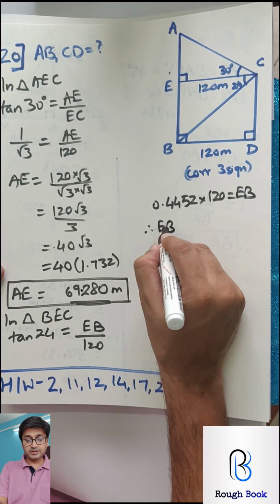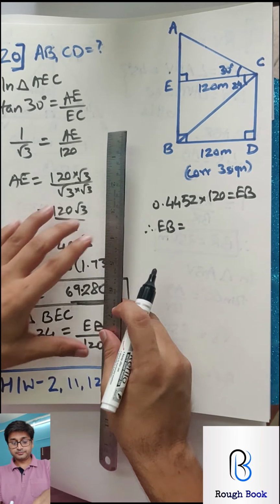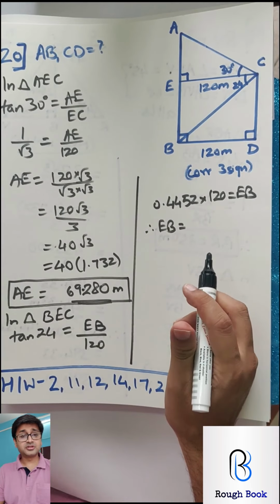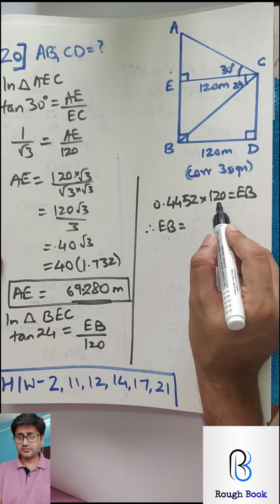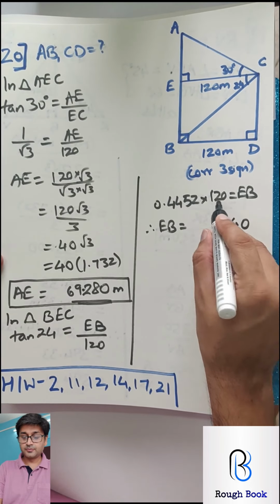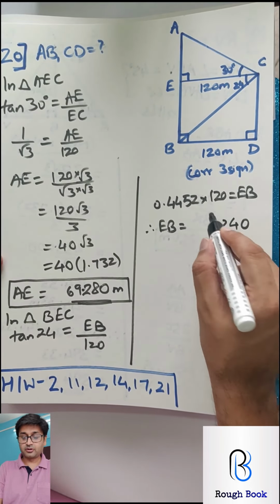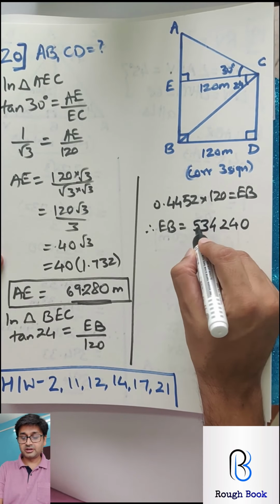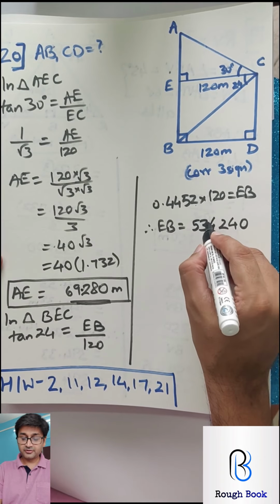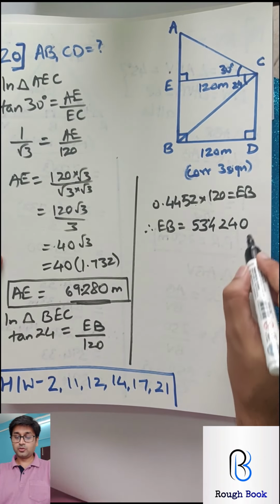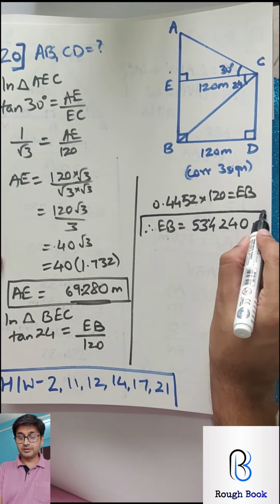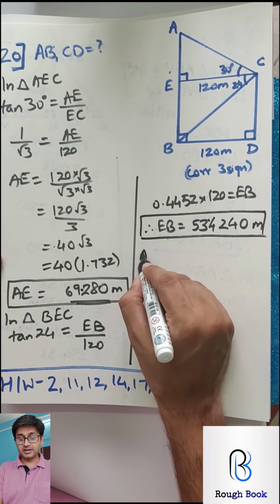So therefore EB, let me just divide, easiest way. Why get confused? 12 2s are 24, 62, 48 plus 6 54, 48 plus 5 53, and 1 2 3 4, 53.42 meters. So don't round off here. You got EB. Now let's add to get AB.